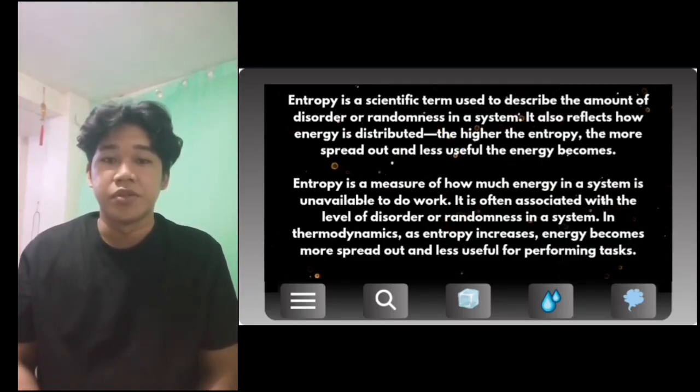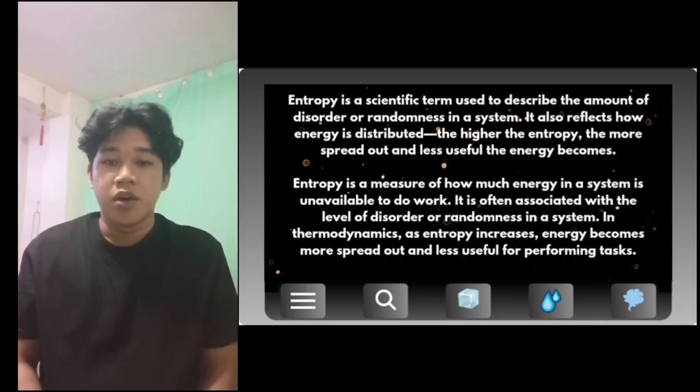In information theory, entropy represents the uncertainty or unpredictability of information in a message. A high entropy message is less predictable, while a low entropy one is more structured and easier to compress.